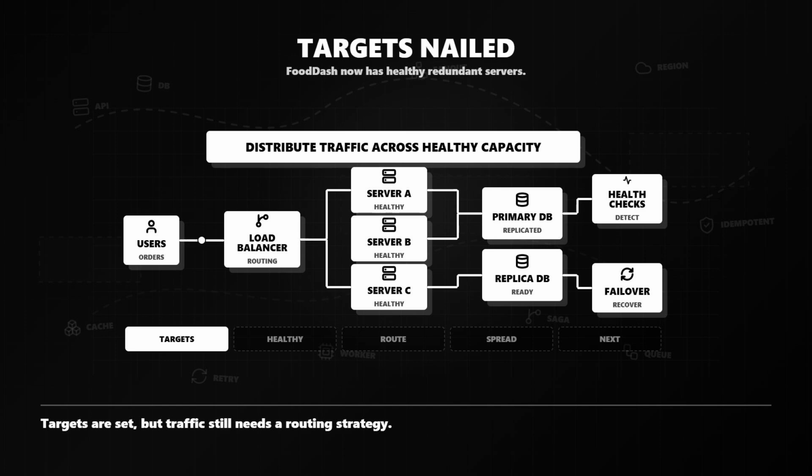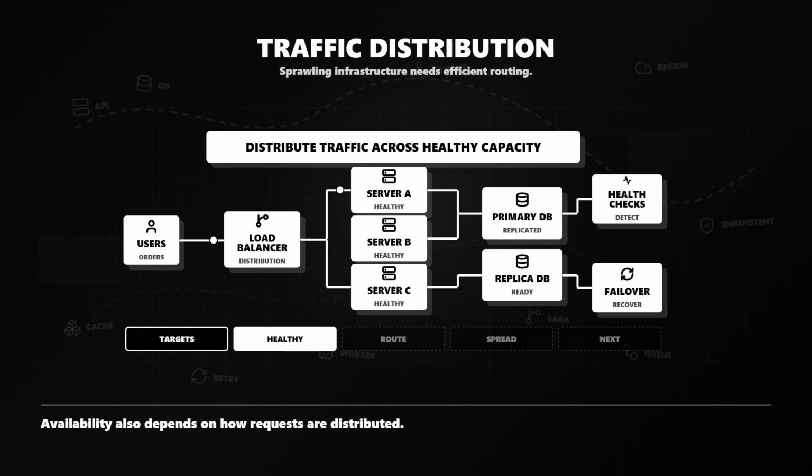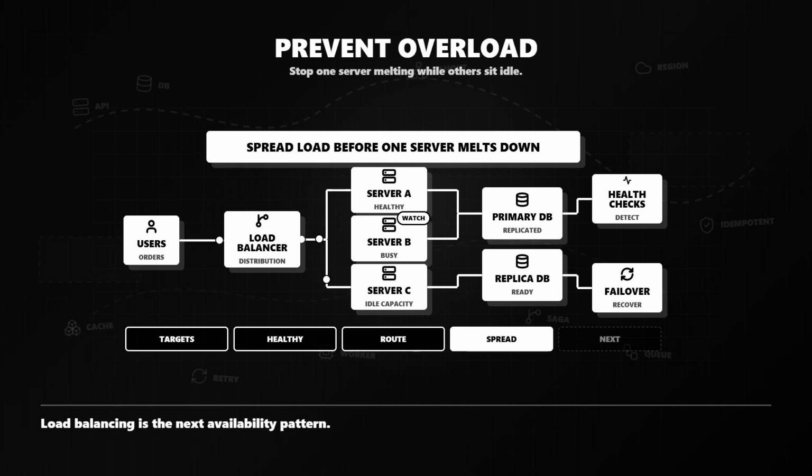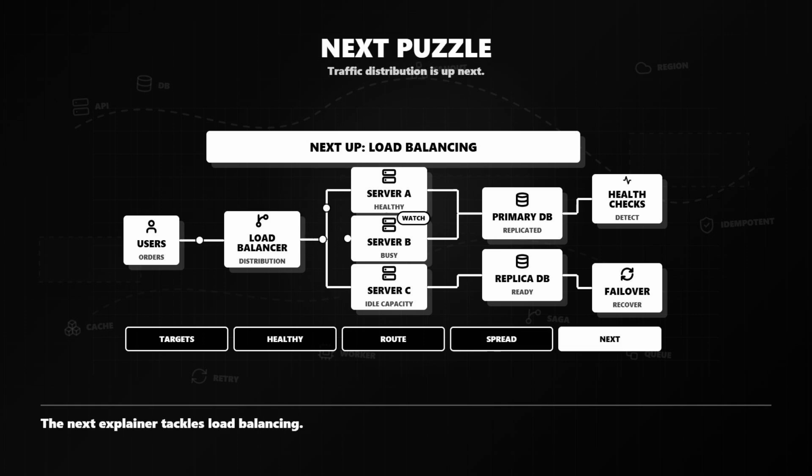All right, so we've nailed down our targets, and we've got all these multiple, healthy, highly redundant servers up and running. But wait a second, there is a catch. Now that we've built out all this sprawling infrastructure, we actually need a way to distribute our user traffic efficiently across it. I mean, think about it. If FoodDash has a whole cluster of multiple healthy servers, how does it actually decide where the very next user request should go? How do we stop one server from totally melting down from overload while the others are just sitting there perfectly idle? Well, that is exactly the puzzle we are going to tackle next.